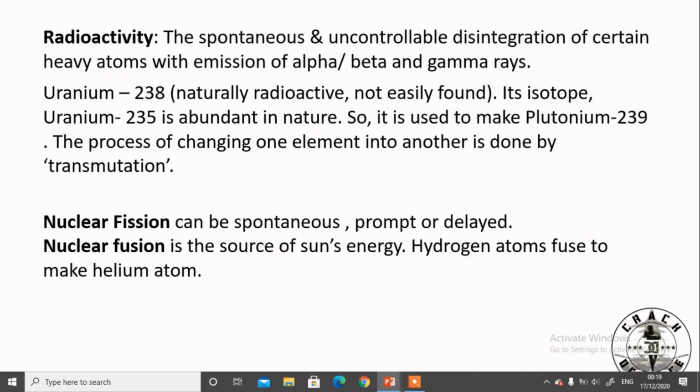Let's come to the next point, that is radioactivity. It is the spontaneous and uncontrolled disintegration of certain heavy atoms with emission of alpha, beta or gamma rays. That is what radioactivity means.